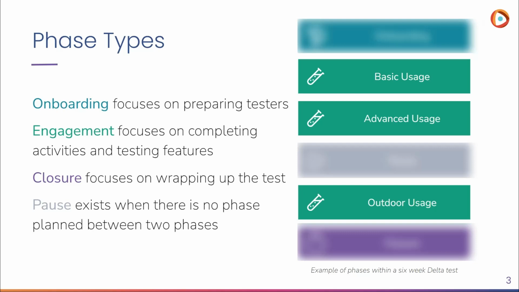So maybe we want our testers to focus on things like unboxing, setting up the test unit, getting accounts added and created, etc. And then when we move on to advanced usage, we're kind of diving a little deeper into the product's feature set. So that's what engagement is about. It's going to be the bulk of your test, and it's where we do all of our testing.